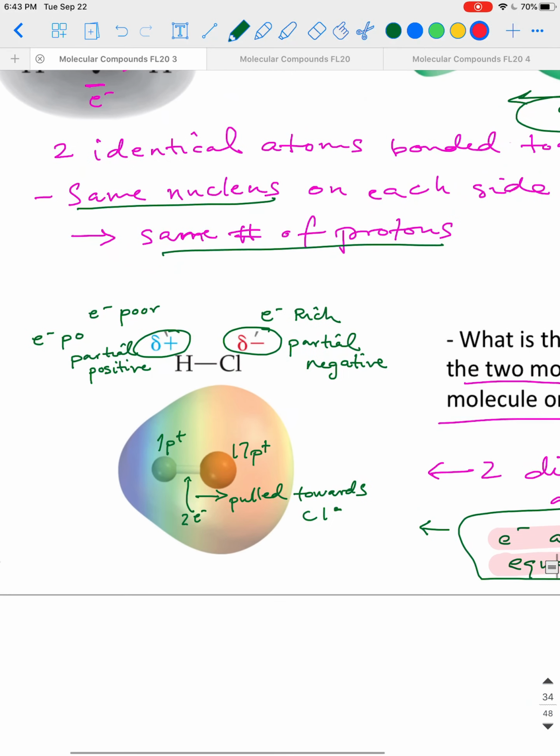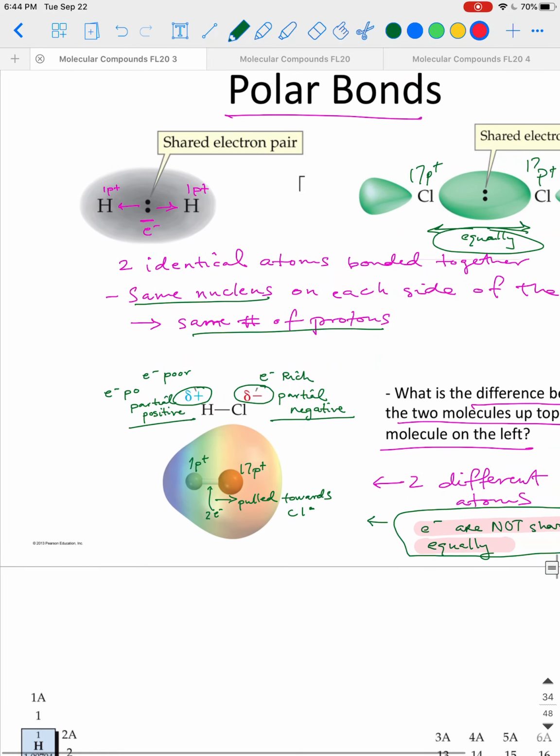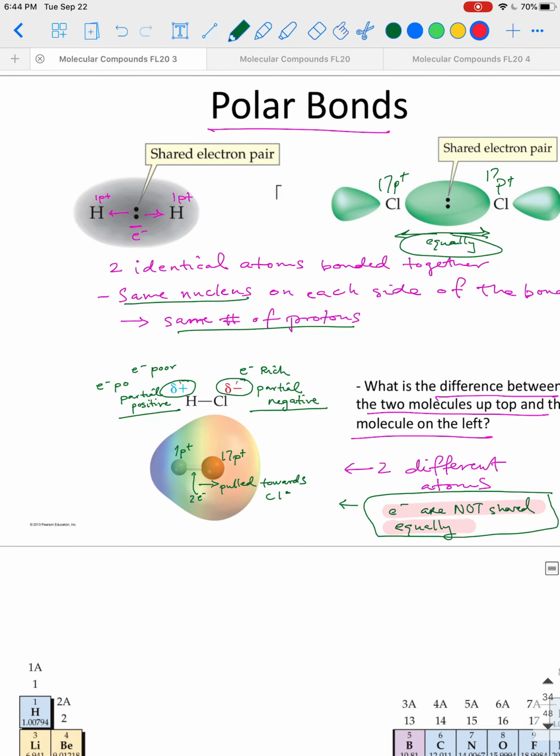And what you end up with is one atom in the bond that we say is partial negative or electron rich, so that's chlorine, because it's pulling the electrons towards itself. There's more protons in that nucleus. And you end up with one atom that is partial positive or electron poor because the electrons are being pulled away from it. Okay, and that is hydrogen in this case. So we said that the bonds up top are non-polar bonds, and the bond down here between hydrogen and chlorine is a polar bond.